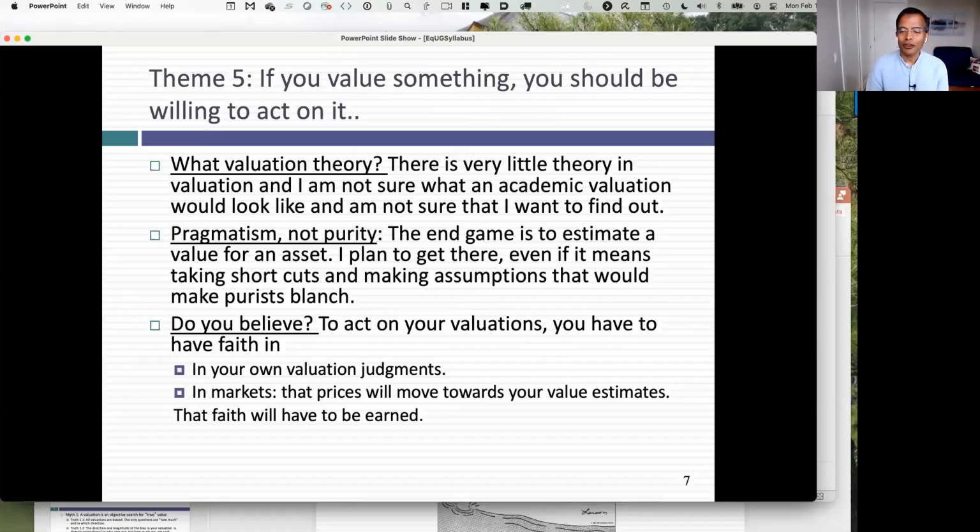And what's the second thing you need faith in? For you to make money on Alibaba, what has to happen to the price? What has to rise? To 350, it's got to go from 253. You have to have faith that the market will correct its mistakes.